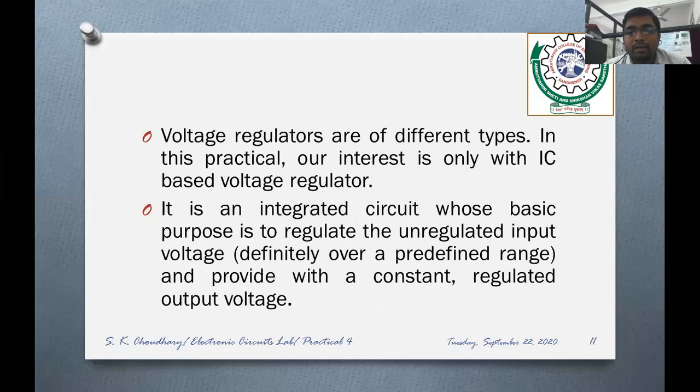So for that purpose we also require voltage regulators, and we know that voltage regulators are available in different types, and nowadays IC based regulators are very popular. In the earlier days we had to use Zener diodes for the regulation of the voltage, but nowadays IC voltage regulators are available.